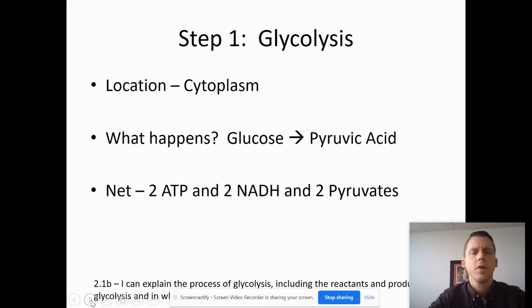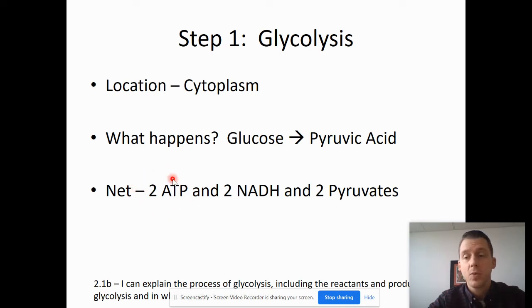So first of all, let's review. We already know that the first step of any type of cell respiration is glycolysis. And we already know that glycolysis happens in the cytoplasm. We also know that glycolysis is going to break glucose in half into two pyruvic acids. And as a result of this process, we get two ATP molecules.